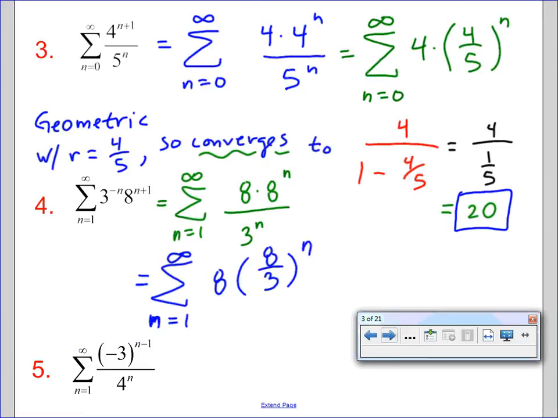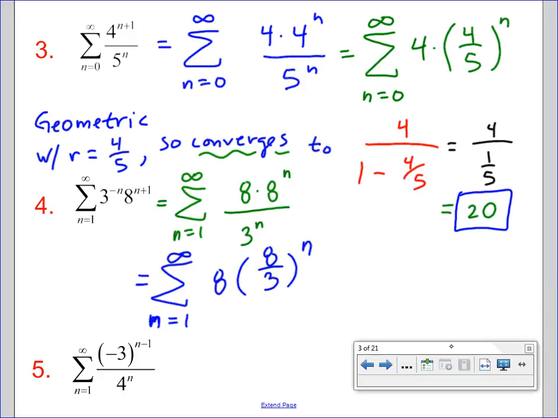So does this series converge or diverge? Riley? It diverges. Why does it diverge? Because r is greater than 1. Absolutely. So this is a geometric series with r equals 8/3, which is greater than 1, therefore it diverges. Good.